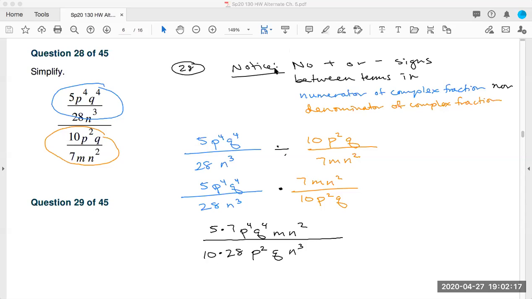Let's start with the cancellation of the numbers between 5 and 10. I have a GCF of 5. So I'm going to divide 5 by 5, that leaves me a 1. Divide 10 by 5, that leaves me a 2.